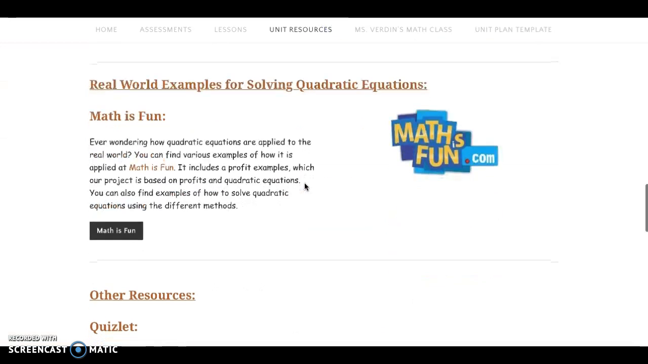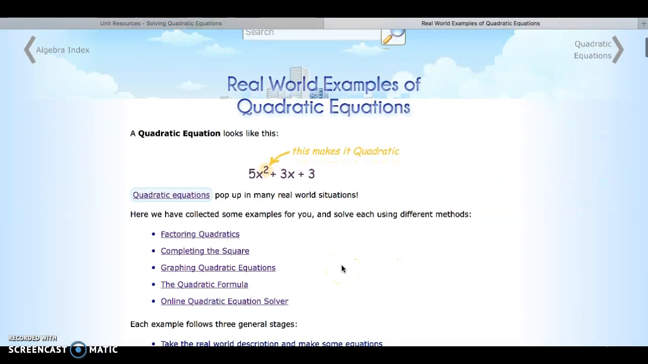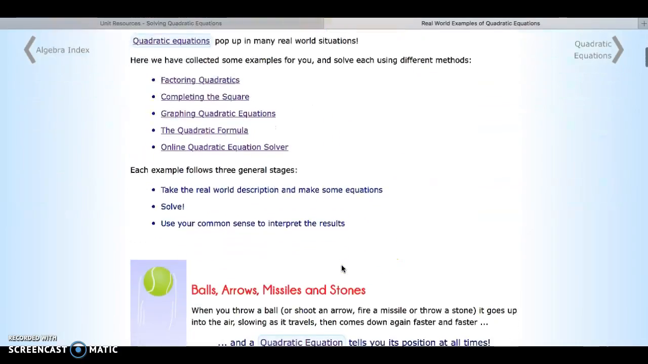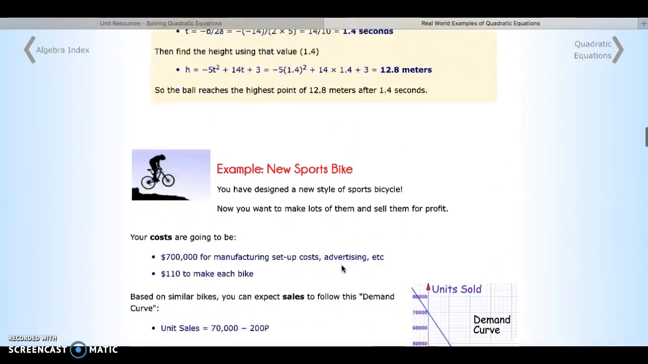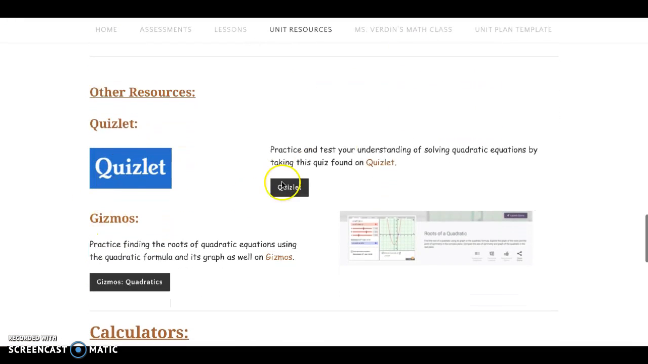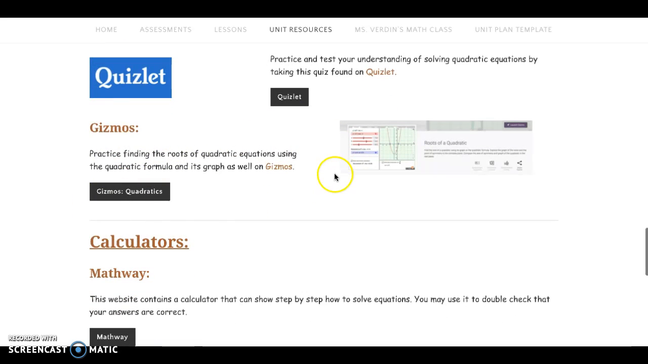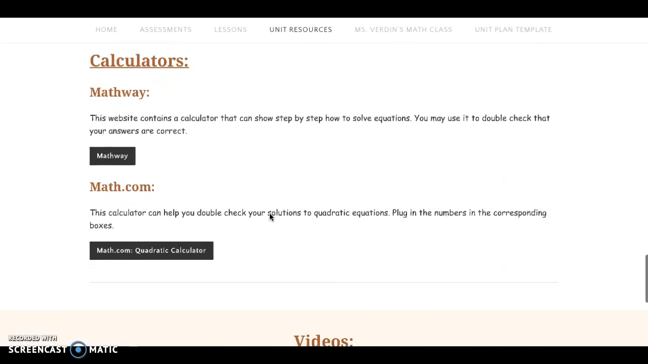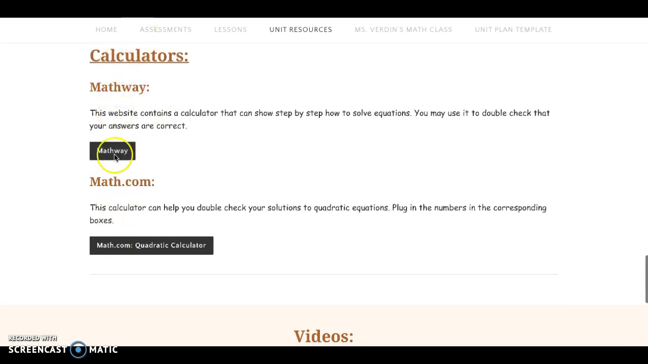We also have a website that's actually used for their websites on real life examples of quadratic equations. So here they can just go through here and look at how quadratic equations apply to real life examples. Then we do have a Quizlet practice test for them to practice solving quadratic equations. We also have an interactive feature for them to see the graphs of quadratic equations. And we do have some calculators for them to check their answers.